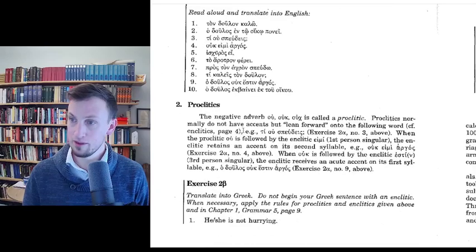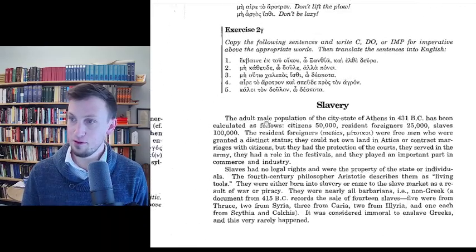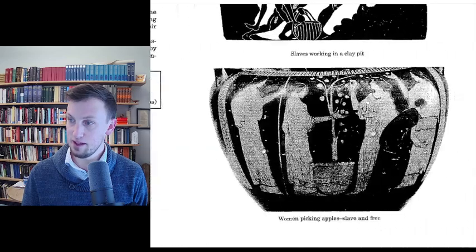They give you a pronoun. There's a discussion here of accenting. The only thing that's really, let's see, we'll skip to the next page.